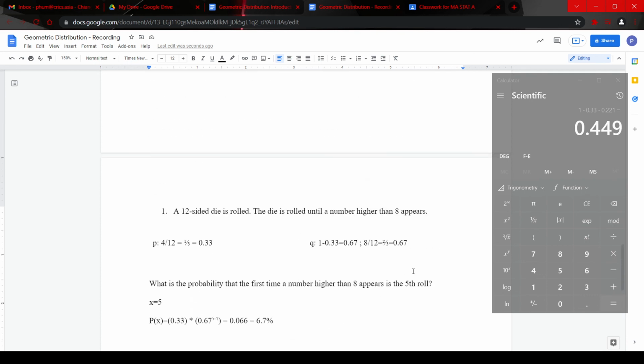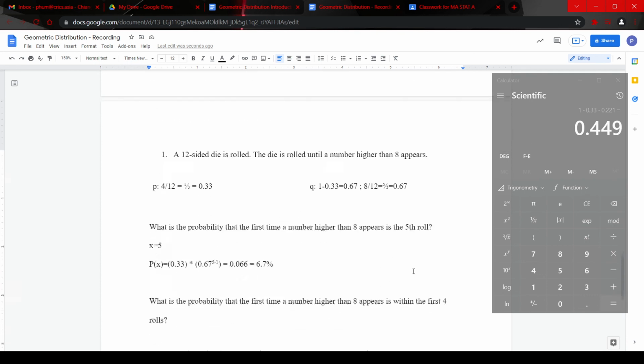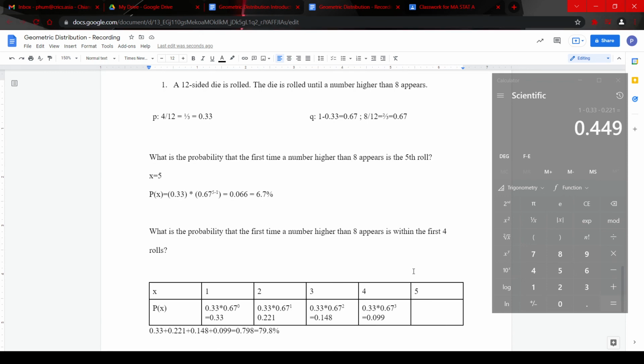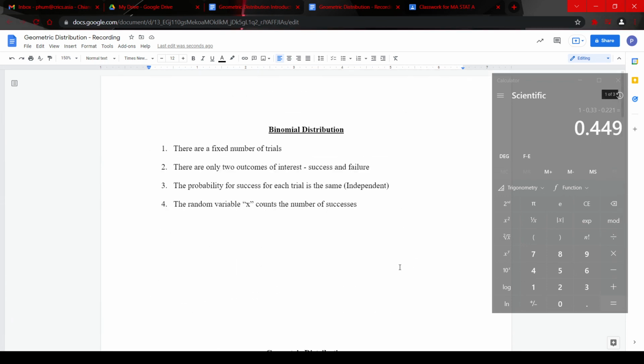With that being said, that is pretty much everything about geometric distribution that you need to know. If you have any questions, just email me or talk to me in class tomorrow.